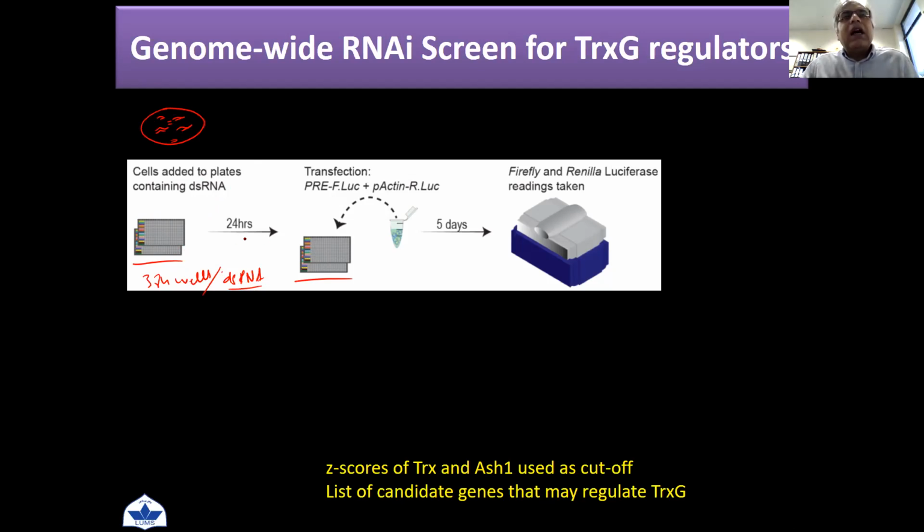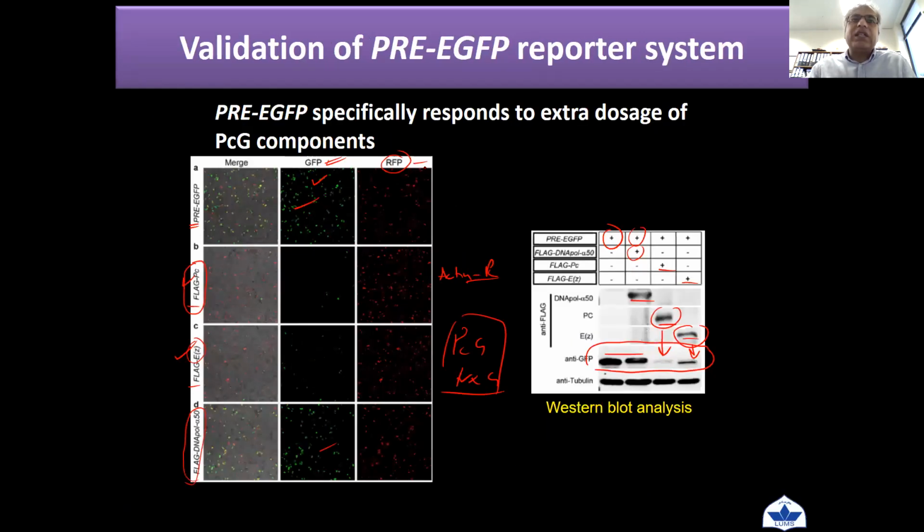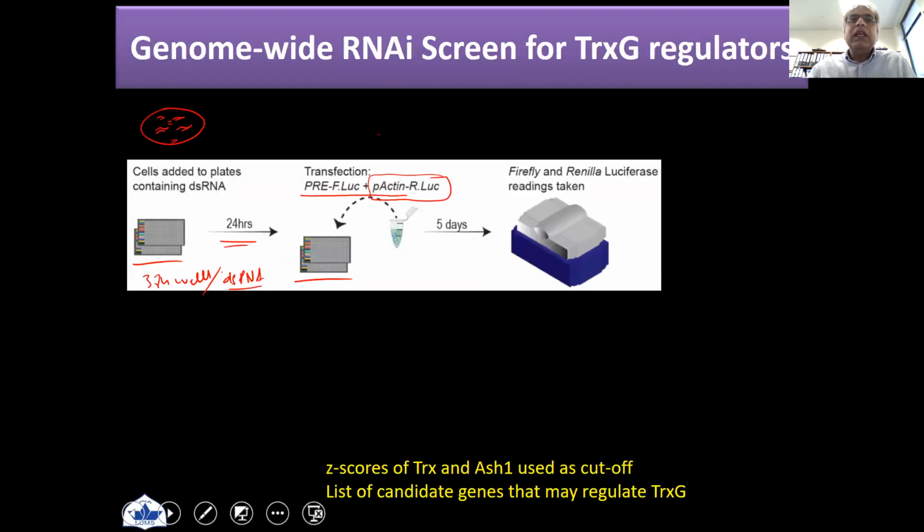After 24 hours, we transfected our PRE luciferase plus actin Renilla luciferase construct. This actin Renilla luciferase is going to behave like actin RFP here. After 5 days, we measured the activity of firefly luciferase and Renilla. Renilla should not show any effect because it is regulated by the actin promoter, which is not a target of trithorax.